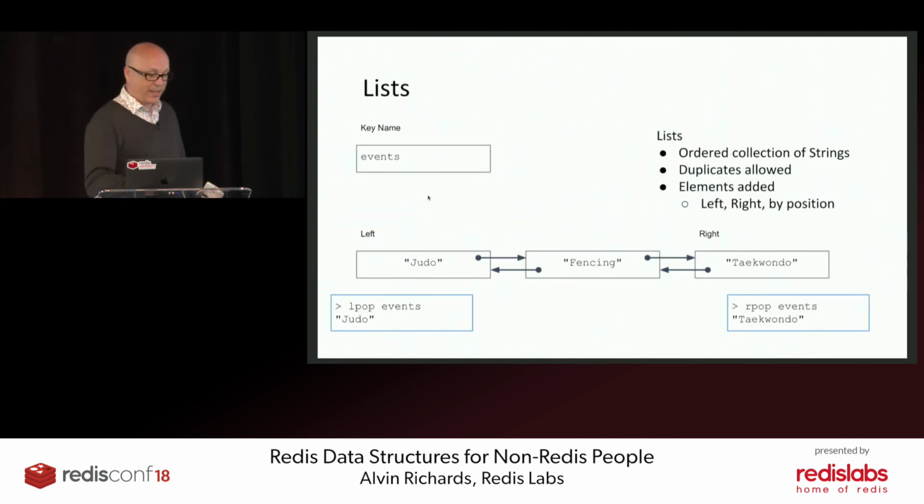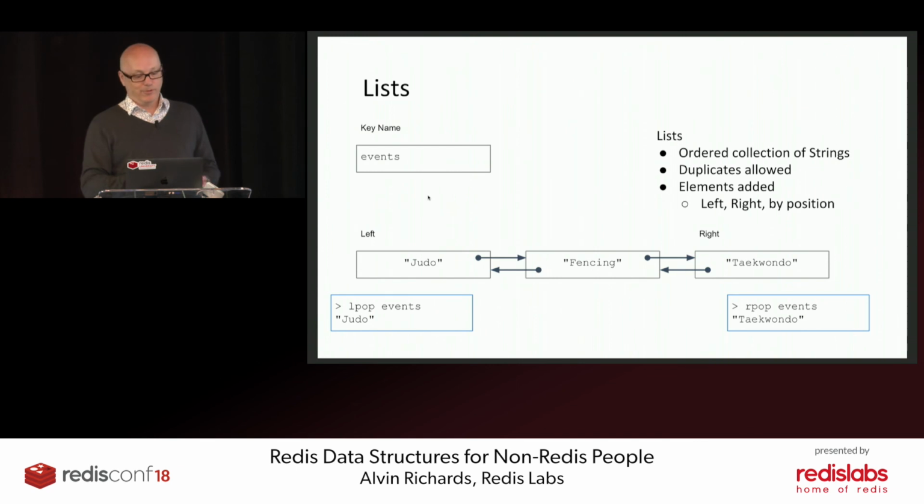So one of the collection data types in Redis is a list. So lists are pretty cool. They're a doubly linked list. So I can see here I've got judo, fencing, and taekwondo, and I can traverse the list in either direction.